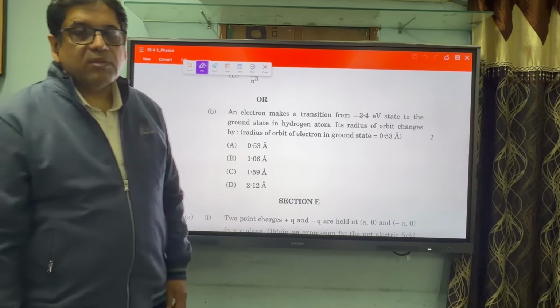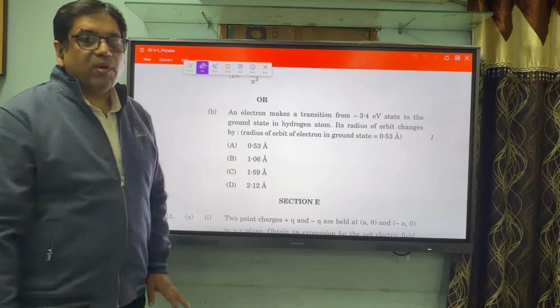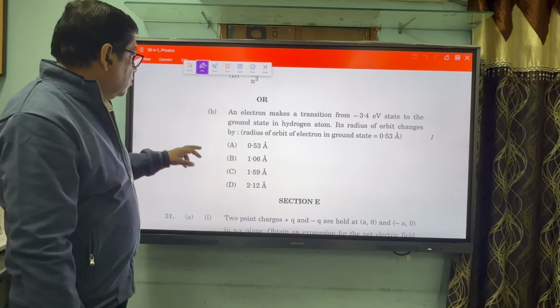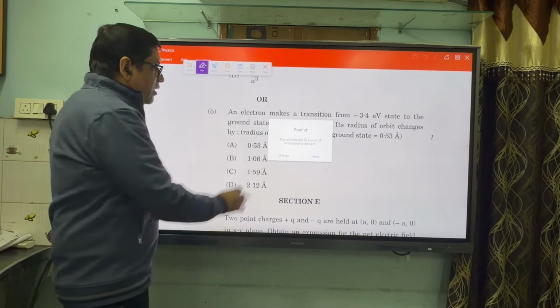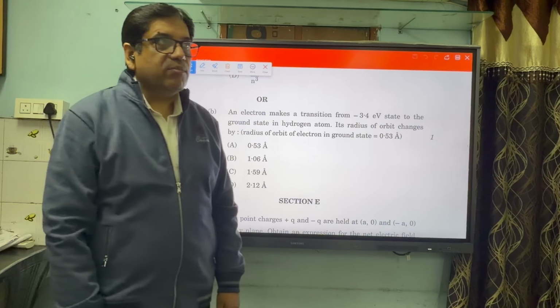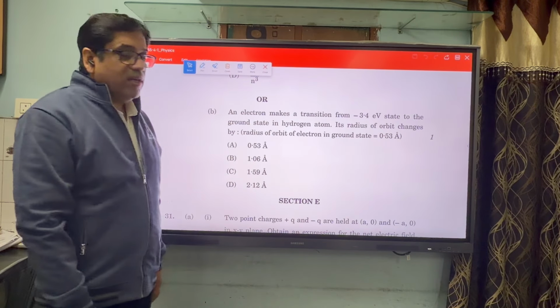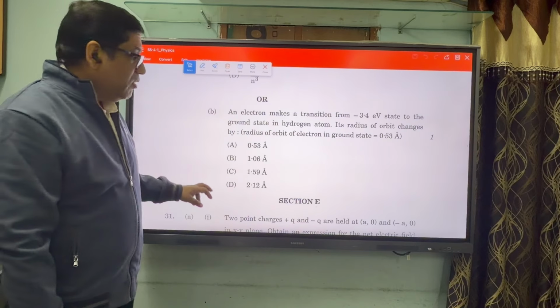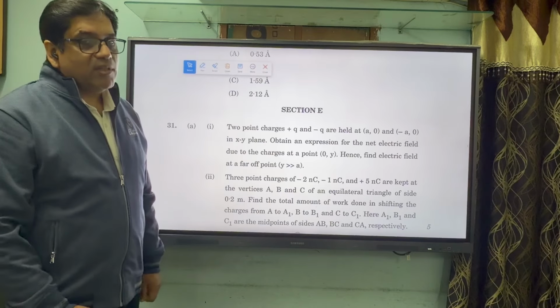So now we do section E. In section E, there are 5 marks questions. So students should understand first that in section E you will have derivations, but you have to understand, you have to find out which derivation it is. Wordings will not be direct, so you have to identify which derivation it is.